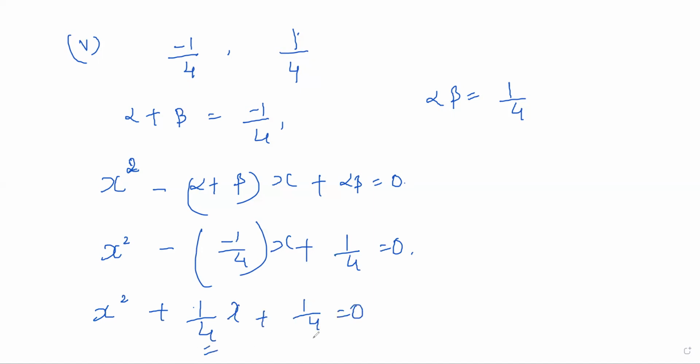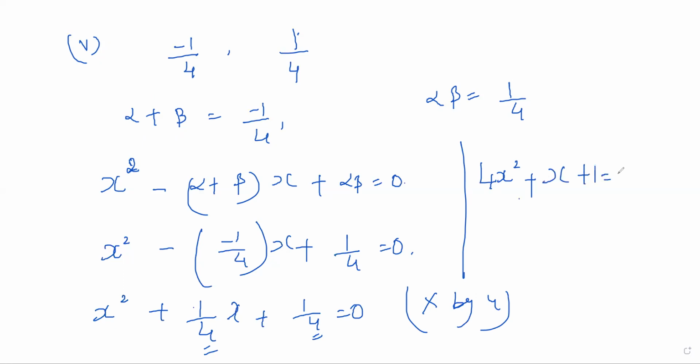We have 4 in the denominator. So I'm multiplying the equation by 4. So then 4 into x square becomes 4x square, plus 4 gets cancelled, it is x plus 1 is equal to 0. So this is the required quadratic polynomial.